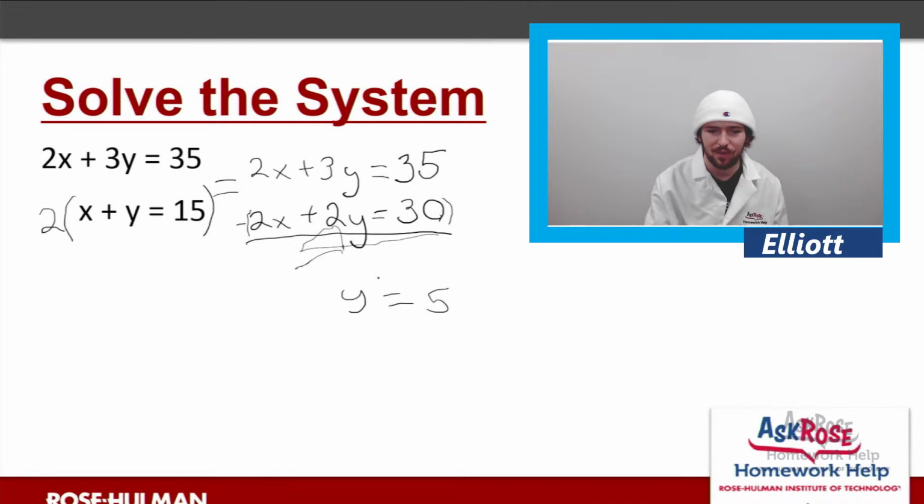Okay, so yeah, that y equals 5. All we did was 3y minus 2y, and that gave us just a singular y. 2x minus 2x equals 0, and 35 minus 30 equals 5. All right, so now that we have y equals 5, we're going to plug it into our simpler equation, this one. When we plug in y equals 5, we get x plus 5 equals 15. We can subtract 5 from both sides, and that'll make it x equals 10.